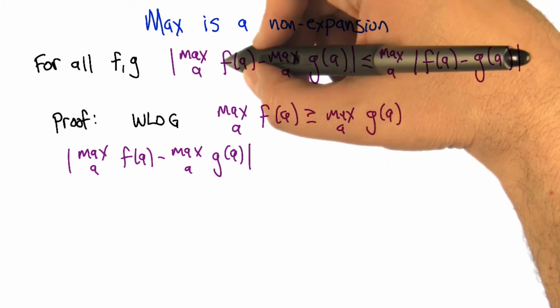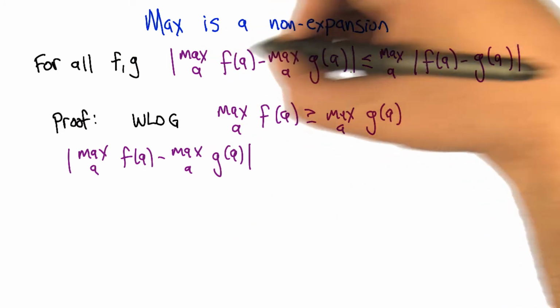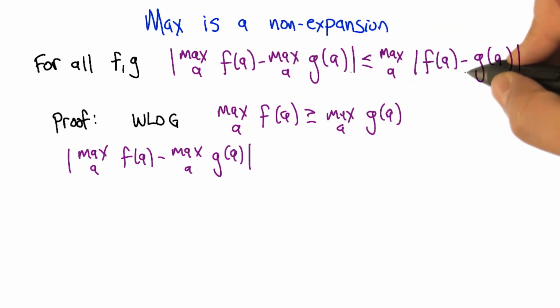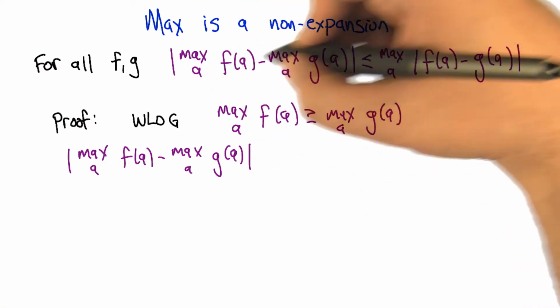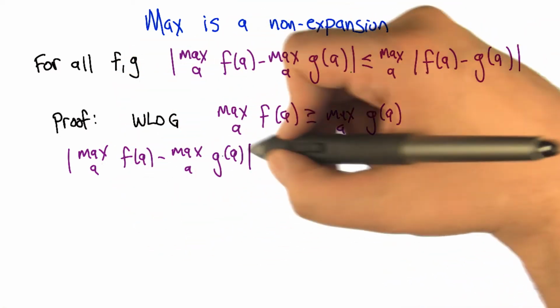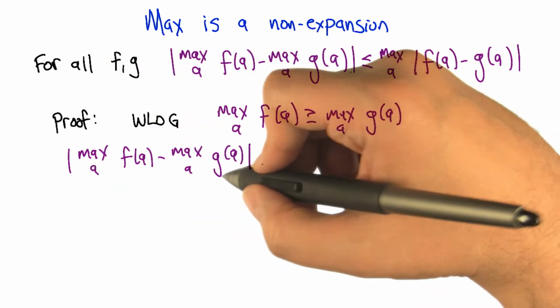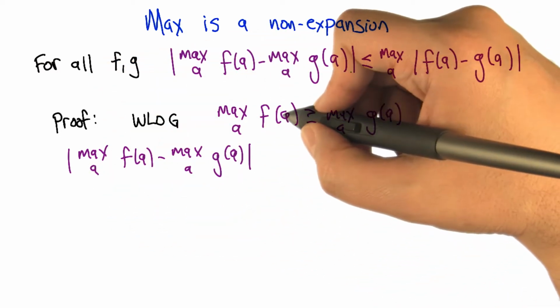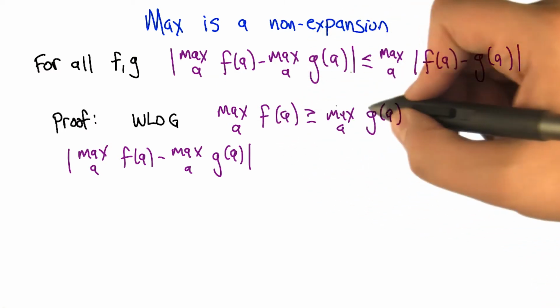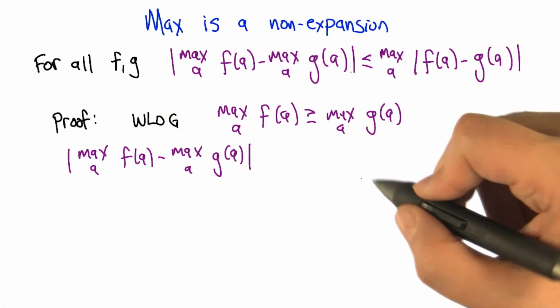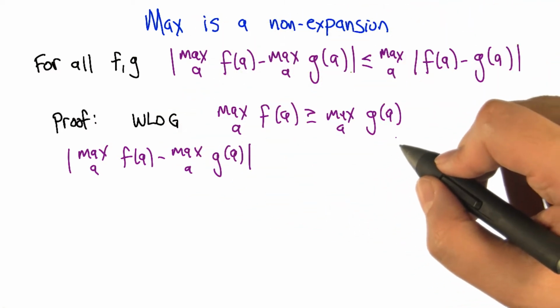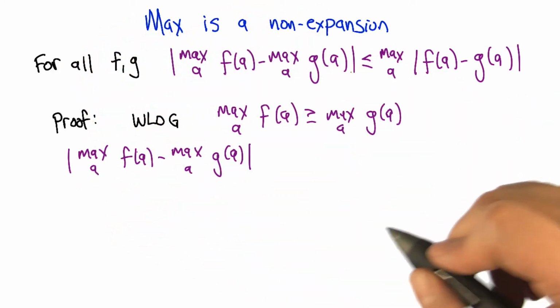All right. So ultimately, we're going to be trying to compare this quantity to this quantity. And so let's start off writing this quantity on the left, and then we're going to reduce it step by step until we get the quantity on the right. So here's where we start. What can we do with this? Well, given that we know that the max of f of a is bigger than the max of g of a, because that's what we were assuming when we named f and g, we can get rid of the absolute value signs. Yay!